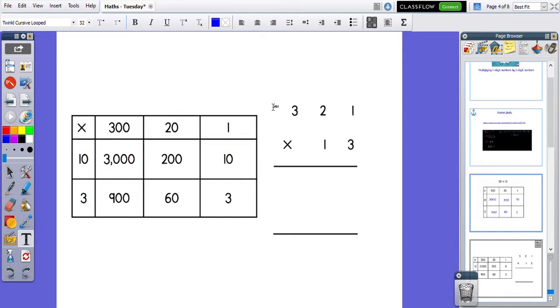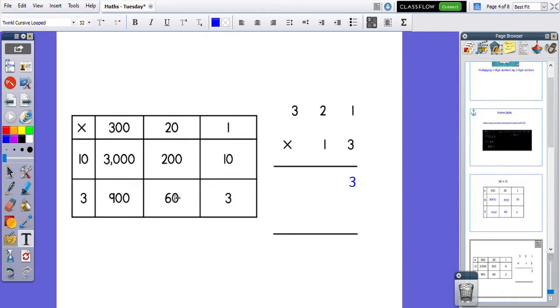So to start off with, I'm going to do 1 times 3. So in my grid, I'm going to find where it says 1 times 3. So here's my 1. And here's my 3. So here is my answer to that. So here I would put 3. And then here, this number represents 20. So here I can say I'm doing 3 multiplied by 20. So I'm going to find that on my grid.